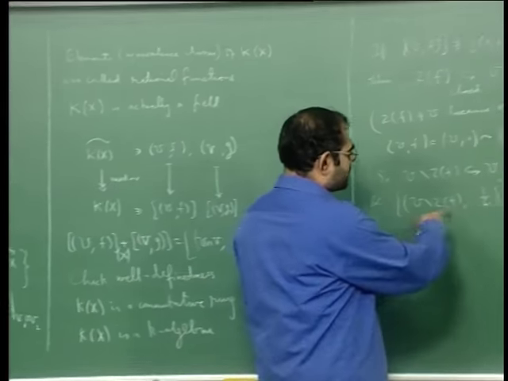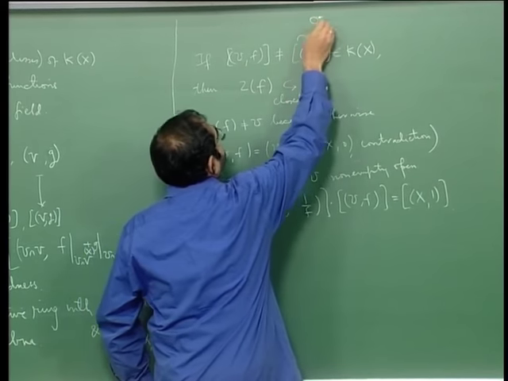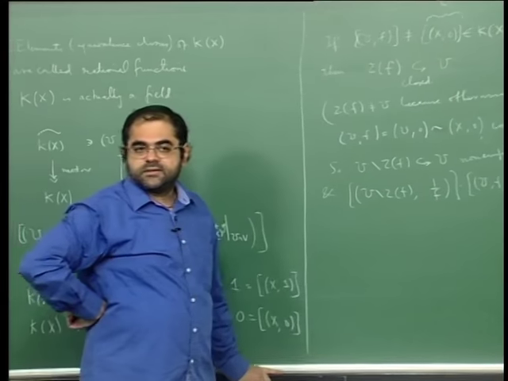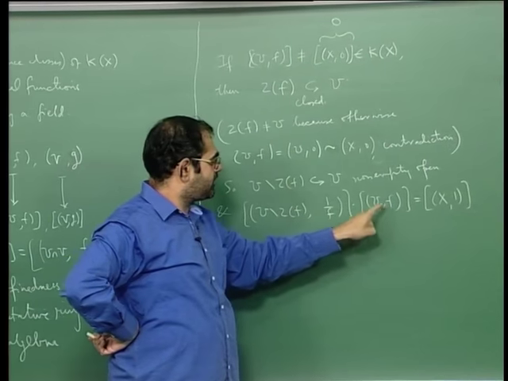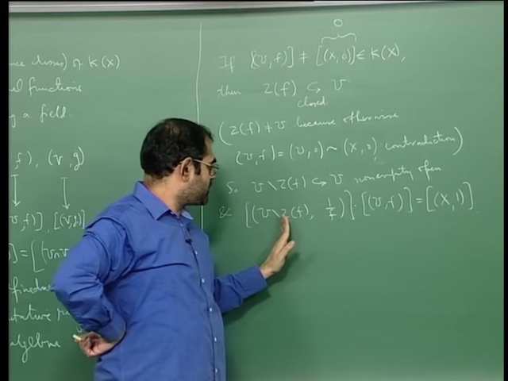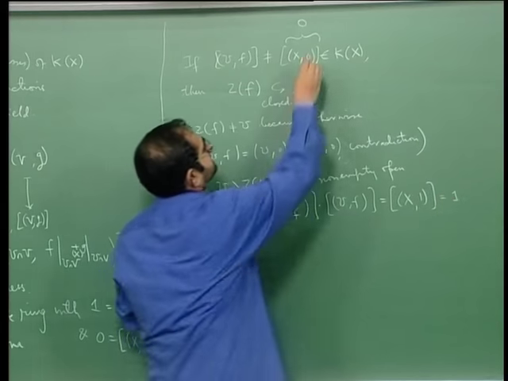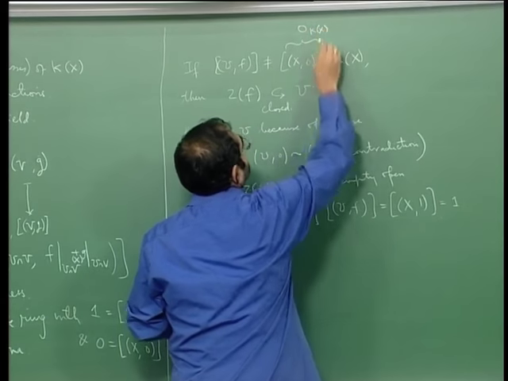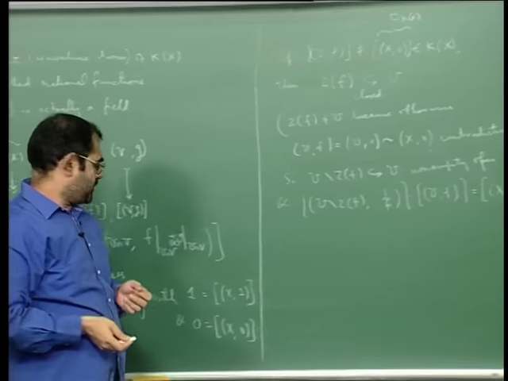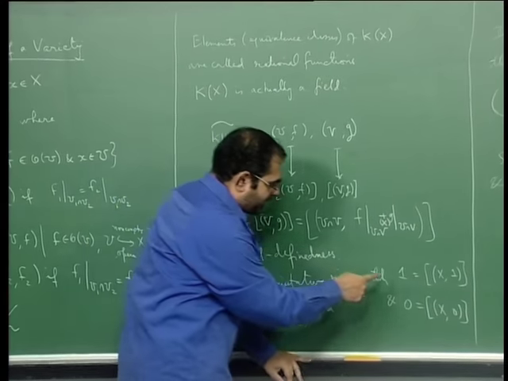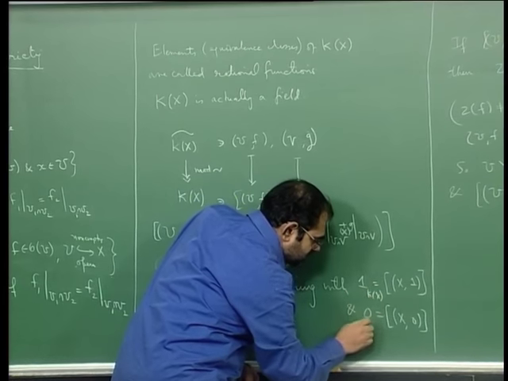Therefore, what this tells you is that whenever (u, f) is not the 0 element, mind you, this is the 0 element in kx, so whenever something is not 0, it has a reciprocal. There is something with which you can multiply it to get 1. This is the 0 in kx, and this is the 1 in kx. So here also, when I write 1 equal to (x, 1), I mean this is the 1 in kx and this is 0 in kx.